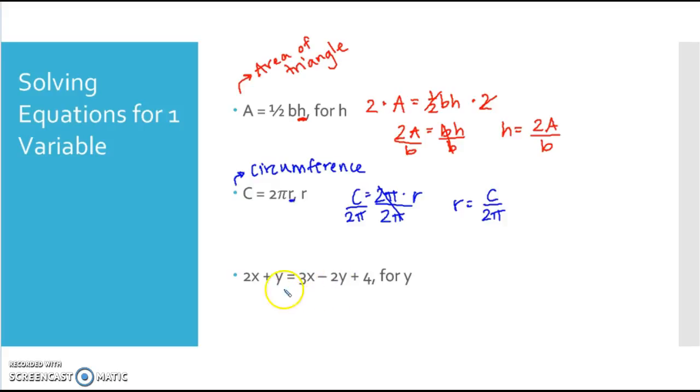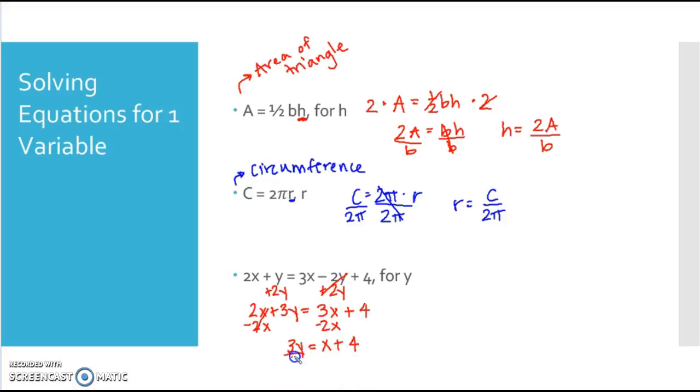When looking at my y's, I see that this 2y is negative right now, so that's the one I'm going to move. The opposite of subtraction is addition, so I'm going to add 2y to both sides. y plus 2y is 3y. Now, the term farthest away from y on this side is 2x, so I'm going to subtract the 2x from both sides. So I've got 3y equals 3x minus 2x, which is just x, plus 4.